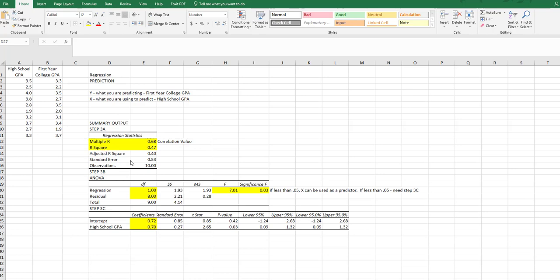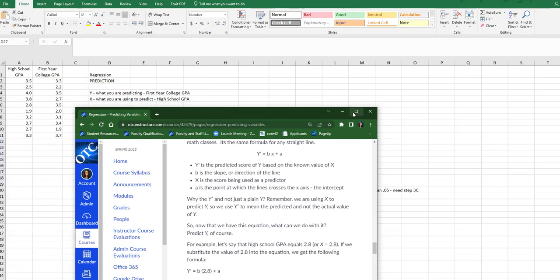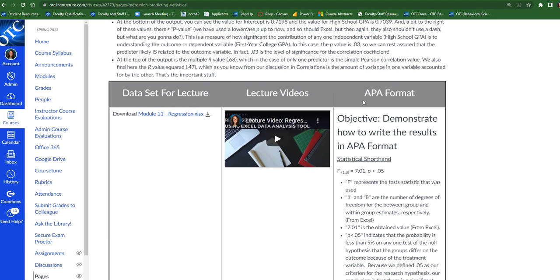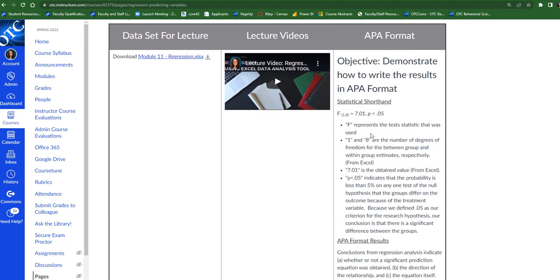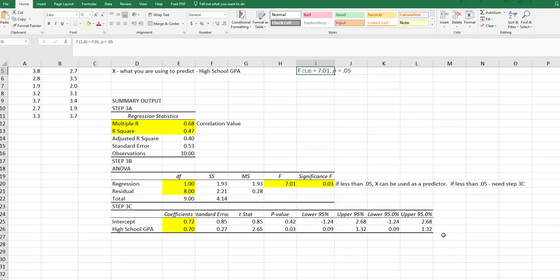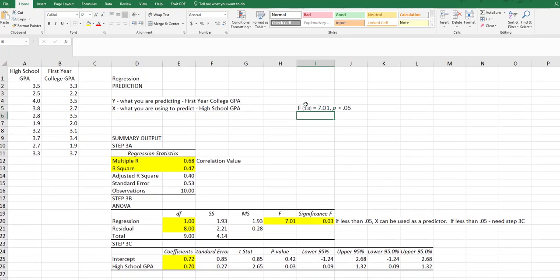Okay, the first thing I need to figure out is my statistical shorthand. In our class, I have our section that has my lecture videos. So the APA format column is here. Here's our statistical shorthand. I'm going to copy this and paste it right here where we can see it. What I want to do is fill in my information with the material that I got in my regression analysis.